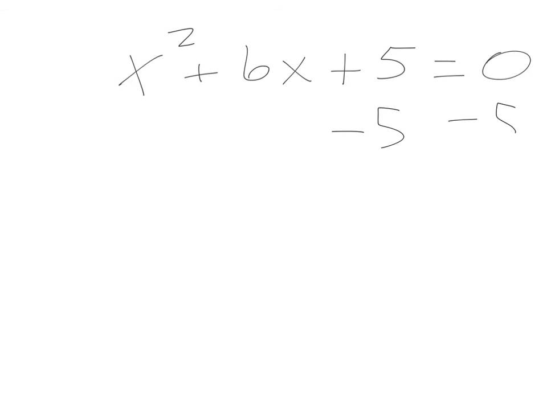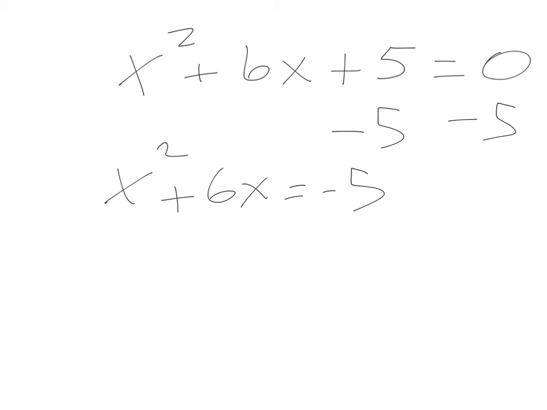In this next example, x squared plus 6x plus 5 equals 0. Once again, we have a trinomial, but it's not a perfect square trinomial. And we know that because, once again, 5 is not a perfect square. So it wouldn't work out to be a perfect square trinomial. But we want to turn it into a perfect square using our completing the square method. So first we subtract 5 from both sides. We end up with x squared plus 6x equals negative 5.